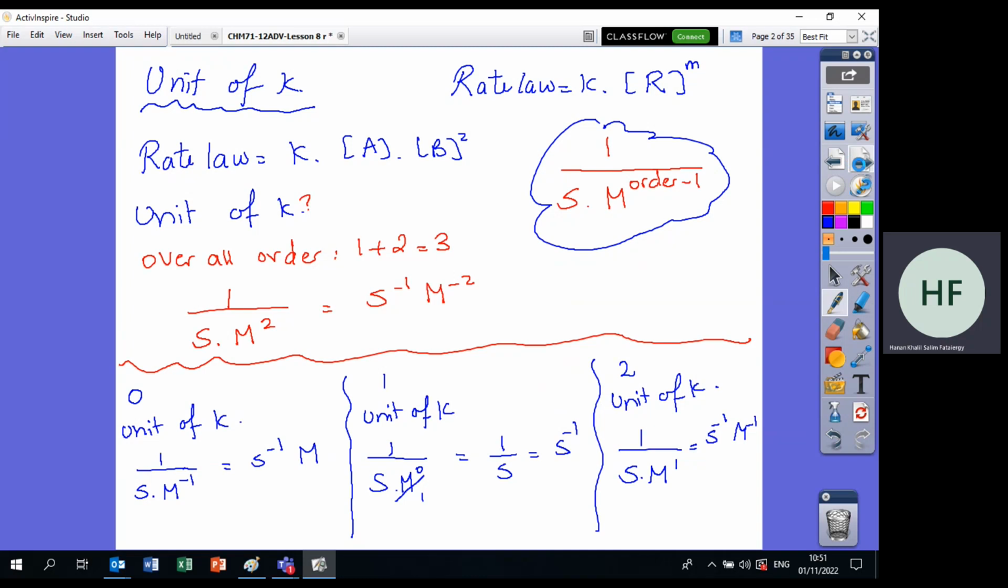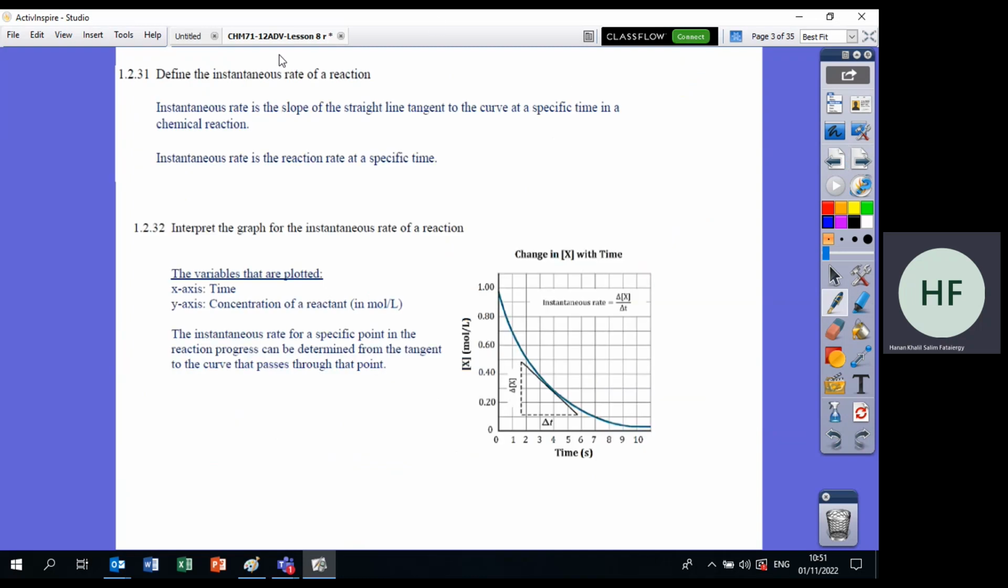Now, the first thing we would like to start with in this lesson is the instant rate. As we know from before, what is the meaning of rate? Rate means speed. Instant means at a certain point. Instant means at a certain time.